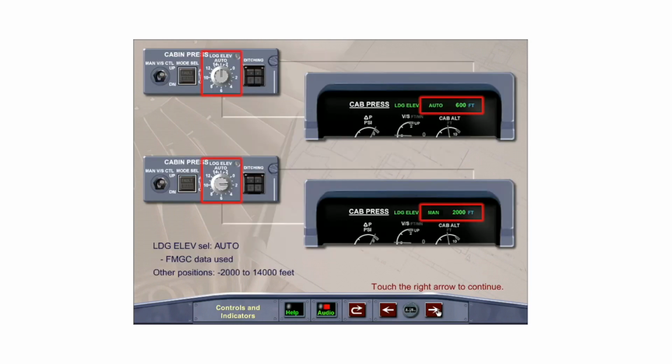The landing elevation selector on the cabin pressurization panel is used to select the pressurization automatic mode or to select the landing elevation in semi-automatic mode. With the selector in the full counterclockwise auto position, data from the flight management and guidance computers is used to maintain an optimized cabin pressure schedule. If landing elevation and QNH data is not available from the FMGCs, the landing field elevation can be selected from a value of 2,000 feet below to 14,000 feet above sea level.